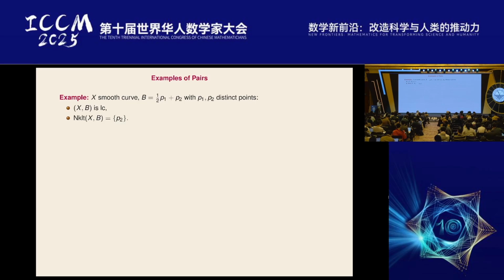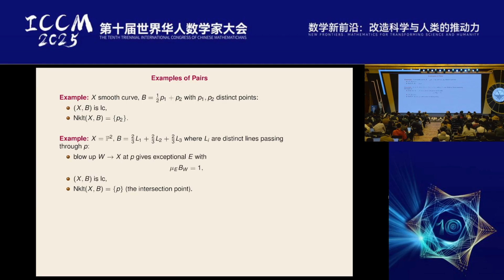So instead of 1 here, if we had like 5 times P2, then the singularity would not be LC, but the non-KLT locus still would be the same point, P2. So in dimension 1, this is just really very straightforward. And in a higher dimension, if the space is already smooth, and the divisor is smooth and normal crossing, then again, you can measure singularities directly without doing basically any geometry, just combinatorics.